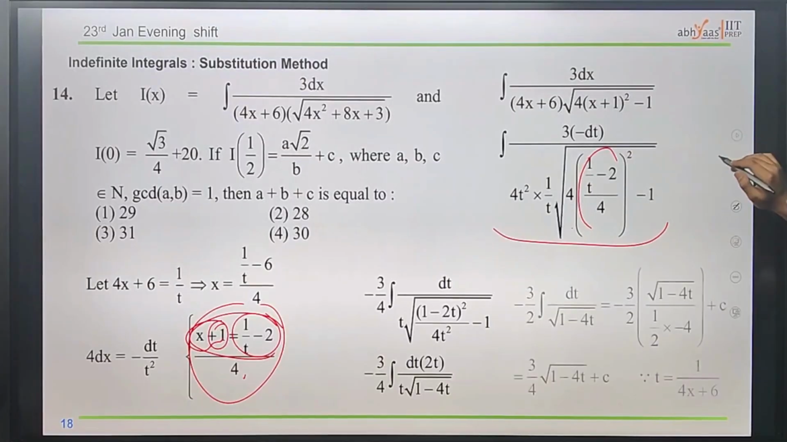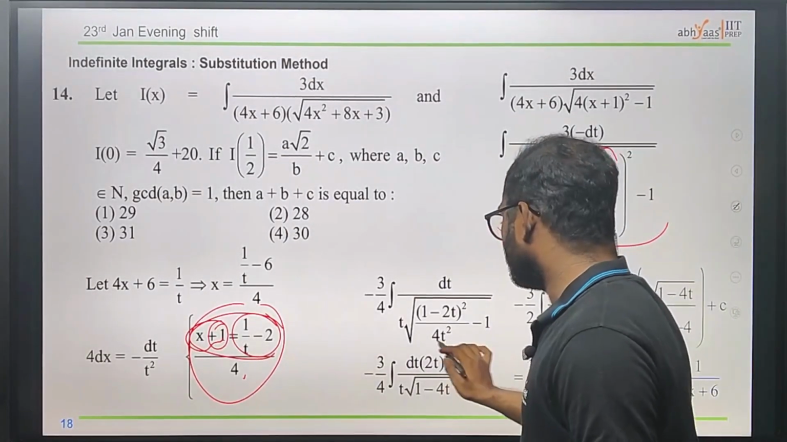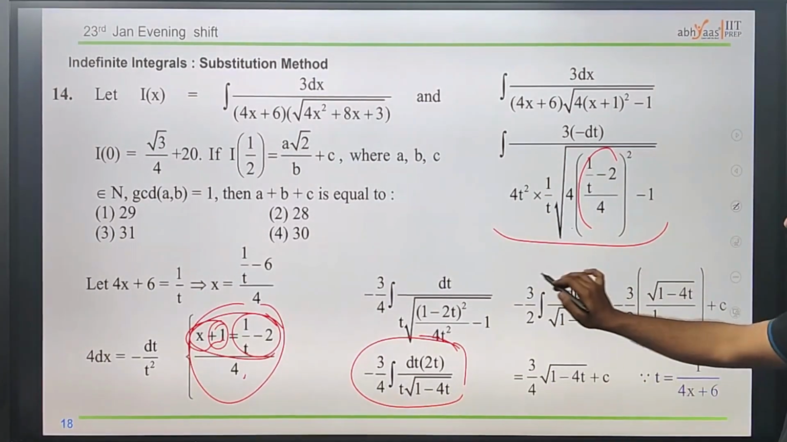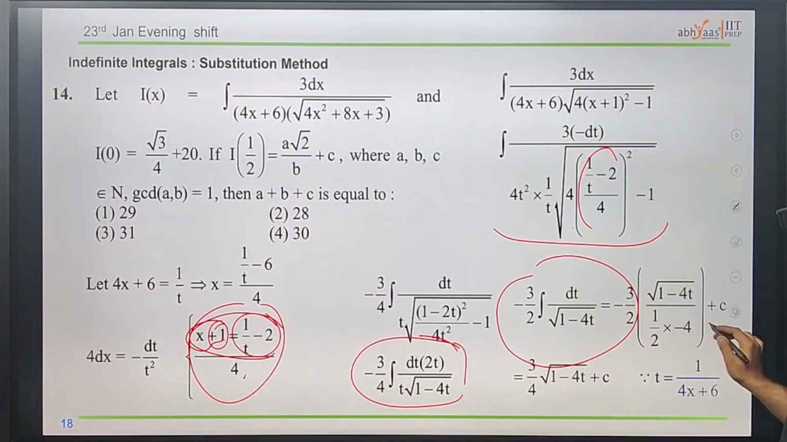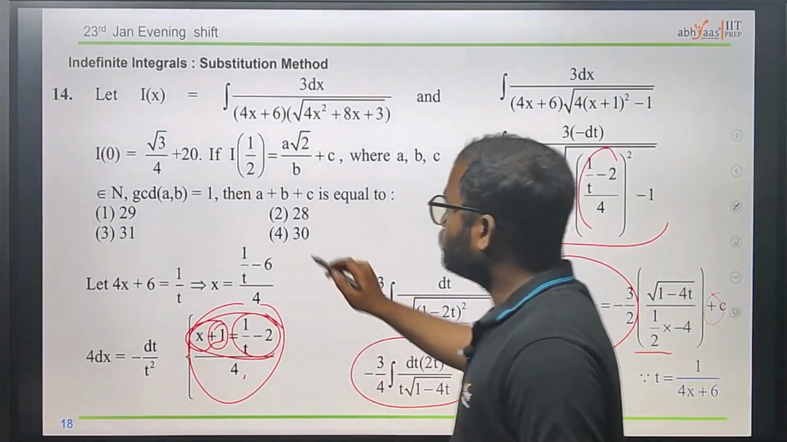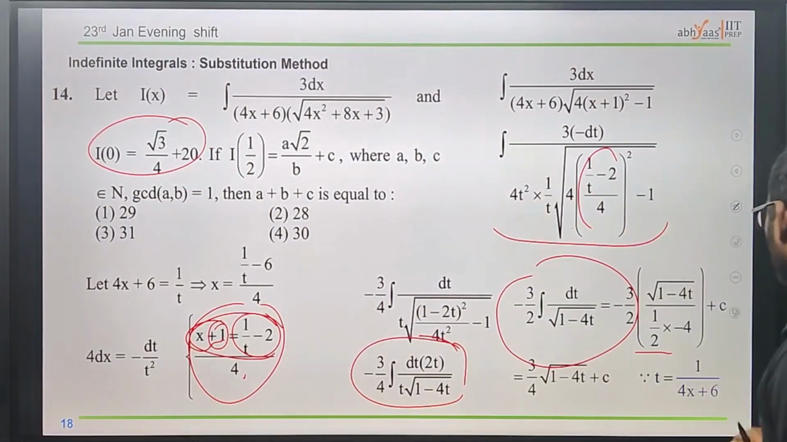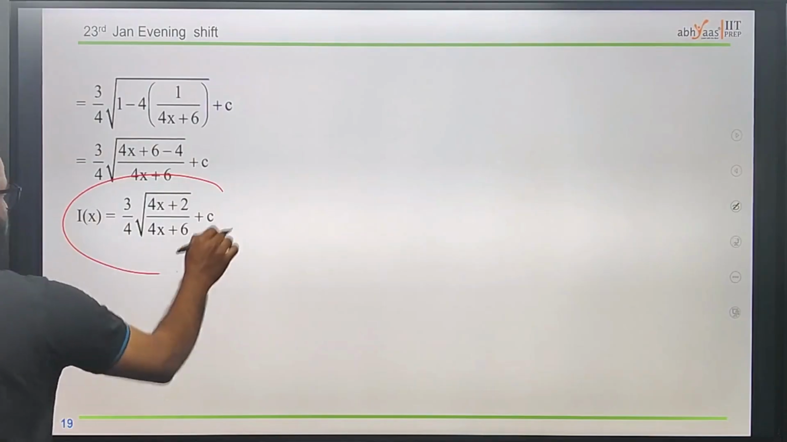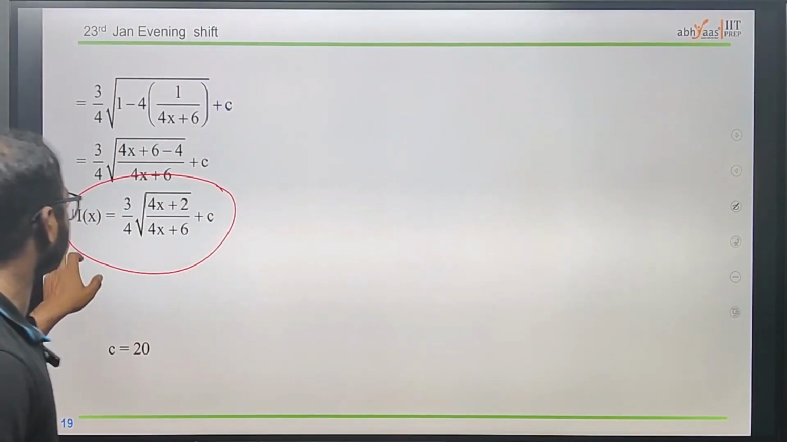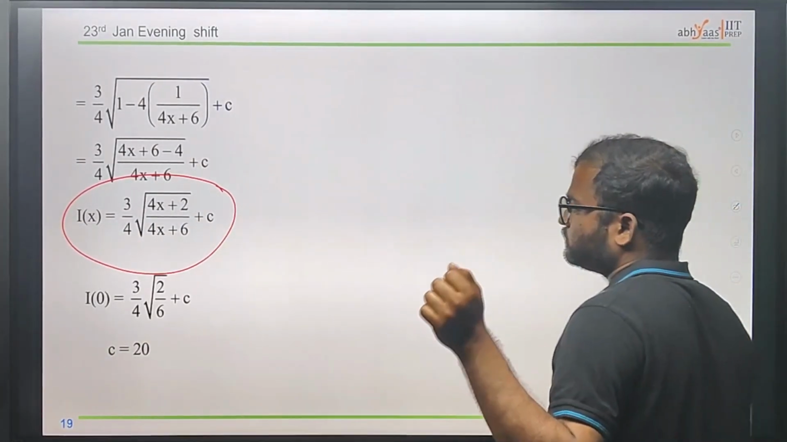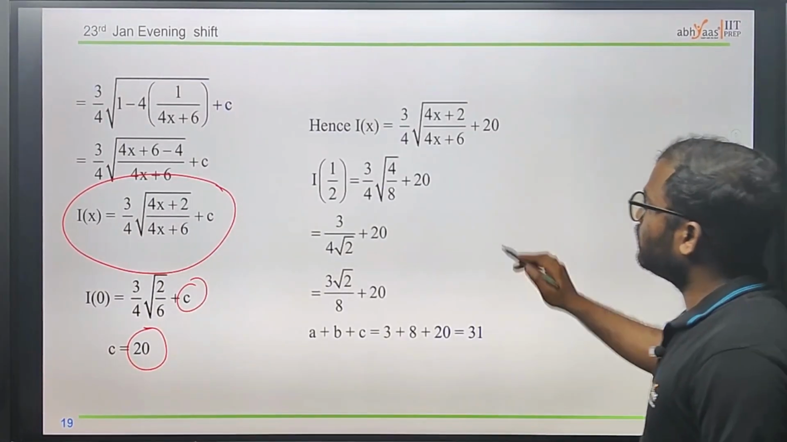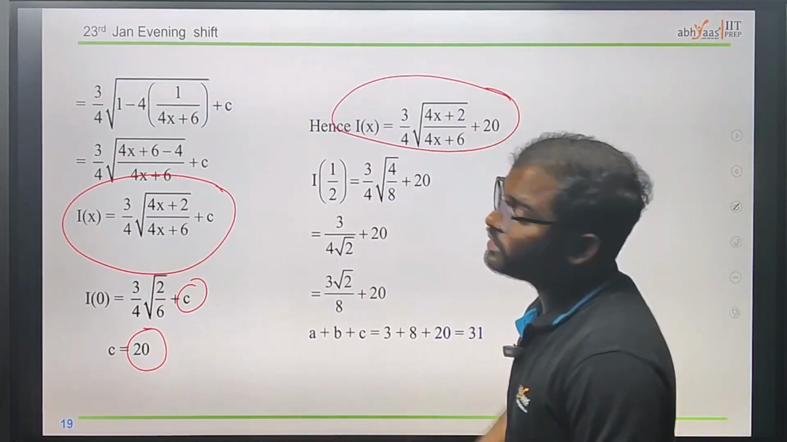Next, further it will be classified from here onwards, and we can easily solve. We can easily integrate this one. For c we need to just use this condition. Since t is equal to 1 by 4x plus 6, we substitute that in place of t, and finally we got this one. After substitution, from I of 0 we get c as 20. Therefore, we substitute and get the equation of 12, the integration of I of x.